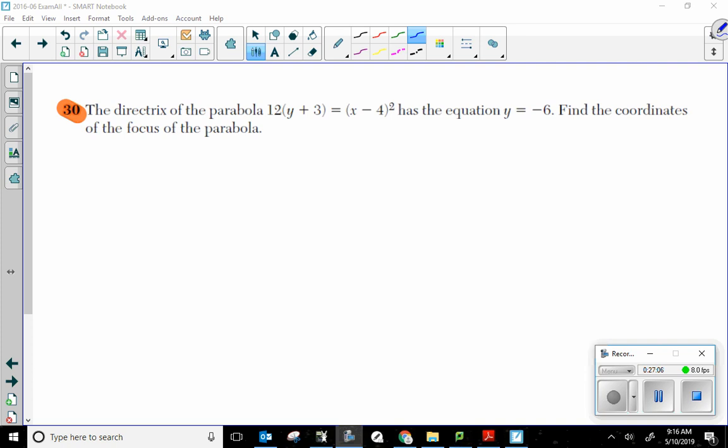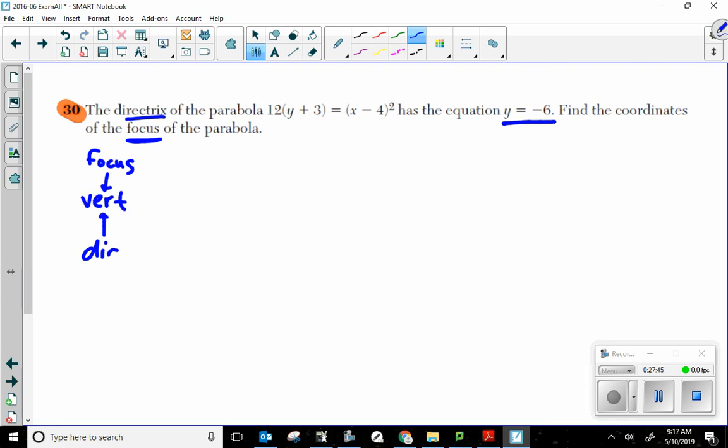All right, number 30. The directrix of a parabola 12 times y plus 3 equals x minus 4 squared has the equation y equals negative 6. Find the coordinates of the focus. So I have the directrix, y equals negative 6, and I need to find the focus. I know one important thing about parabolas involving directrix, focus, and vertex. The vertex is always exactly in between the directrix and the focus, vertically, up and down.